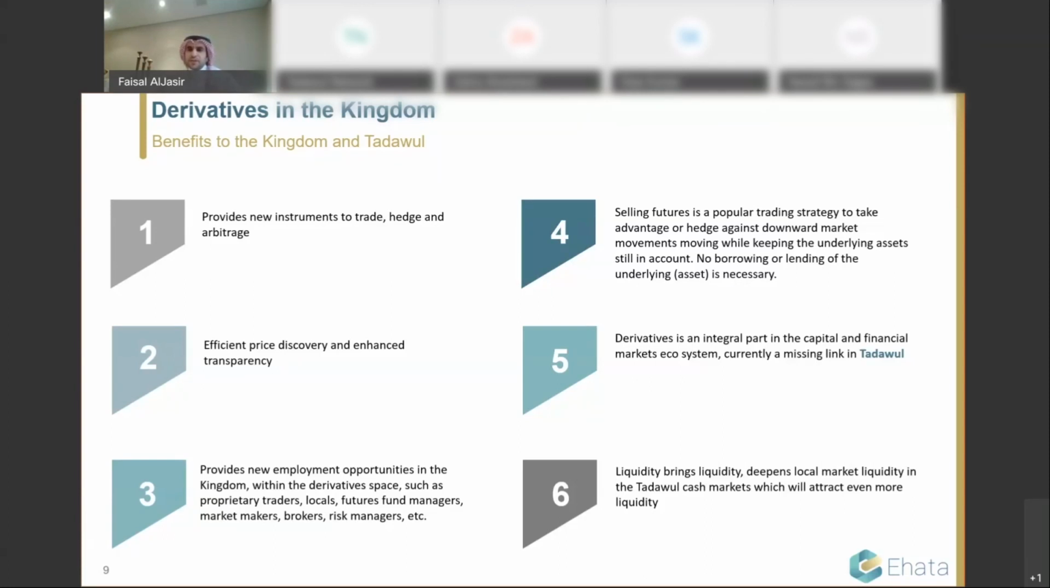Fifth, it is an integral part of the capital and financial markets ecosystem, and that is very much true. Most of the advanced cash markets have equally advanced derivative markets that go with them. So that is indeed true. And liquidity brings liquidity and deepens the local market. That is also true, because derivative markets have been a contributing factor to liquidity, as there are traders who trade between both cash markets and derivative markets, and it offers more engagement with the cash markets.